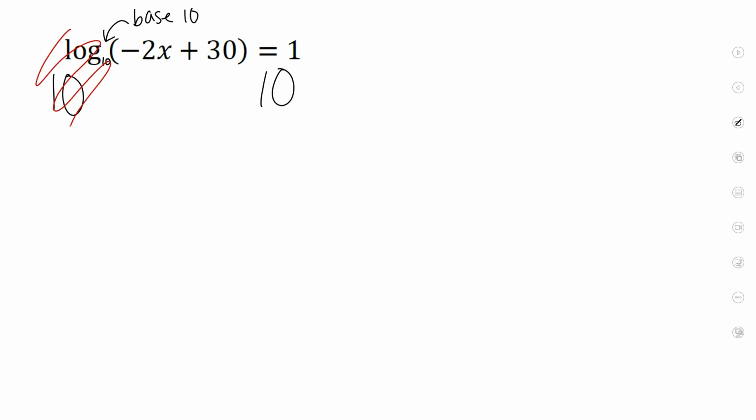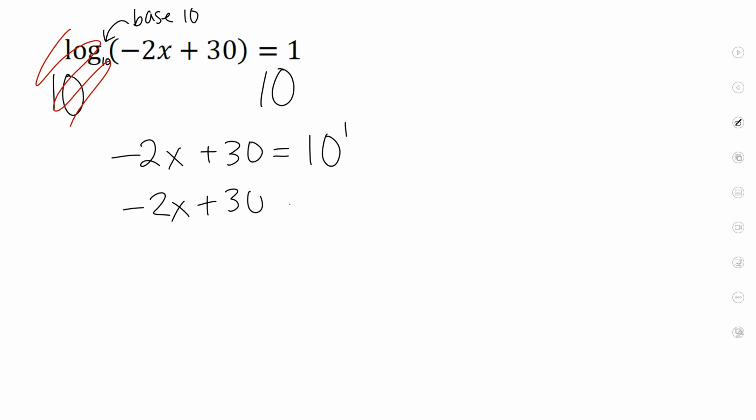They cancel out. What I am left with is negative 2x plus 30 equals 10 to the power of 1. And guys, what is 10 to the power of 1? Just 10. It's itself. I'm going to pause here because you guys can solve the rest. This is algebra 1 from here.